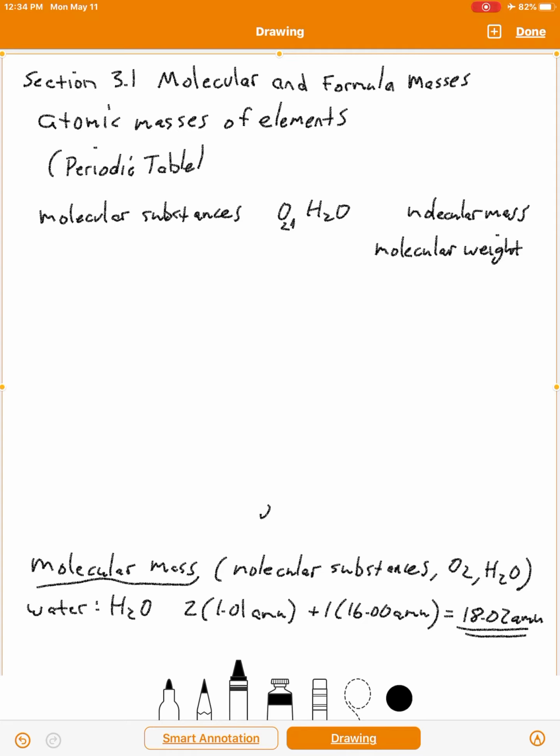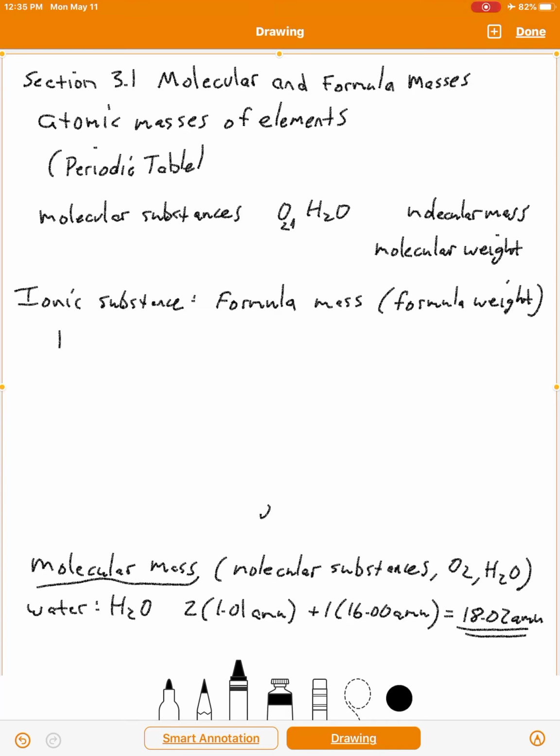Now, if we have an ionic substance, then we use a different term. We call it the formula mass. The older term, I'll put it in parentheses, is formula weight. It's really just an issue of what type of compound it is. But you calculate it the same way as molecular mass. You just add up the atomic masses.